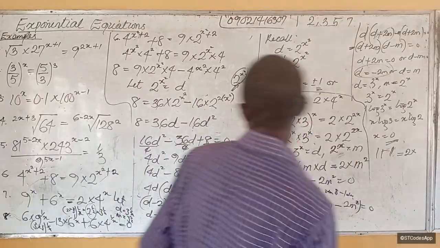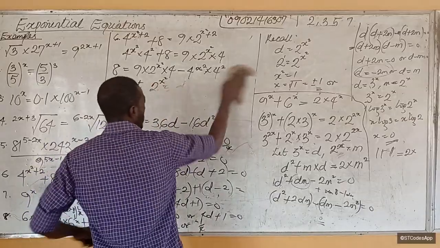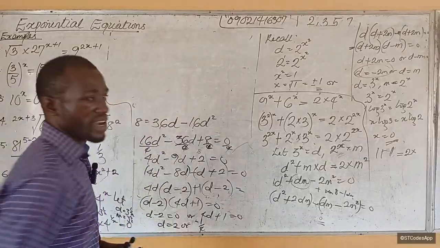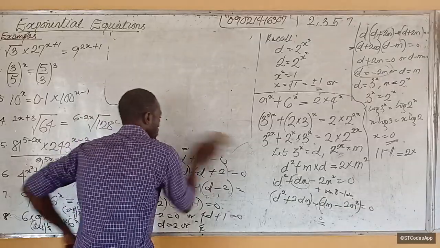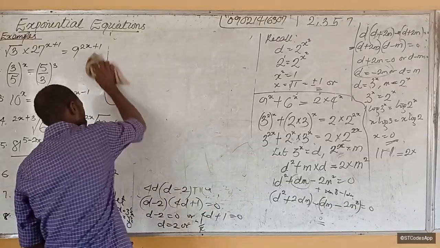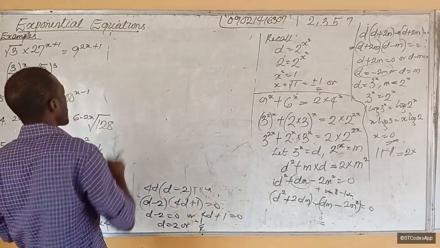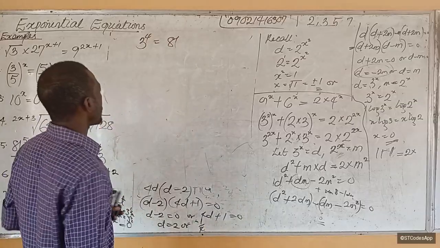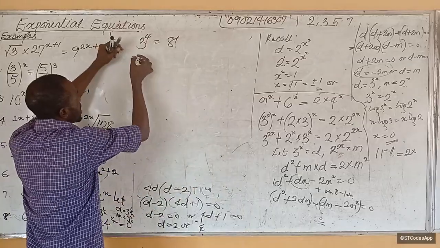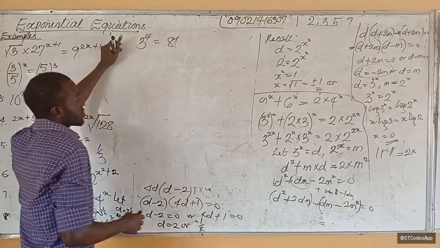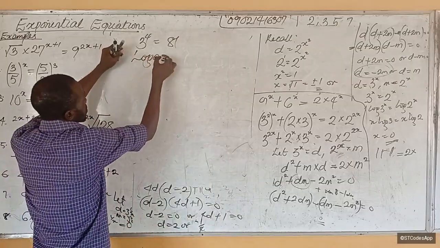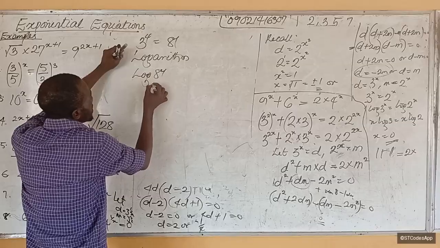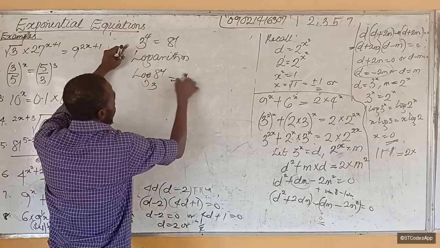Now, let me show you the link between logarithm and indices like I promised. Logarithm is just the reverse operation of indices. So if I say, for example, 3 raised to the power 4 is 81, then if I say what is the log of 81 base 3, the answer will be 4.